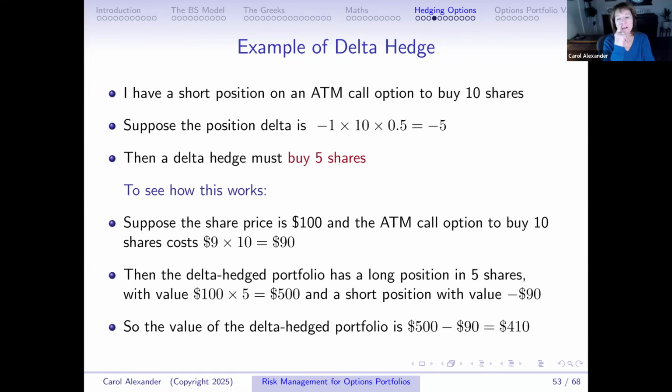So the delta hedge portfolio has a long position in 5 shares, and the value of that is $500. And it has a short position with value, well, it's short, so it's minus 90. So the value of the delta hedge portfolio is 500 for the long position in 5 shares, minus 90, so that's 410. And now I'm going to see what happens if the share price changes by a very small amount. So the original value of the delta hedge portfolio is 410.